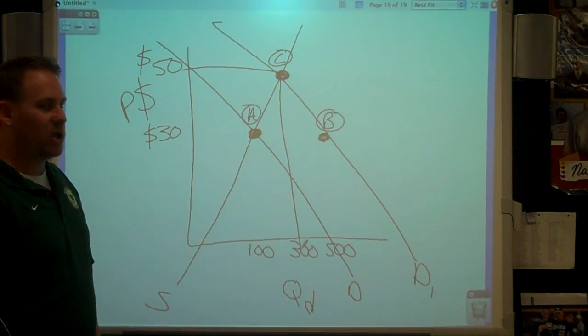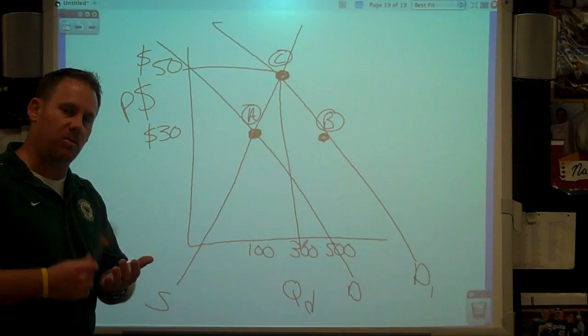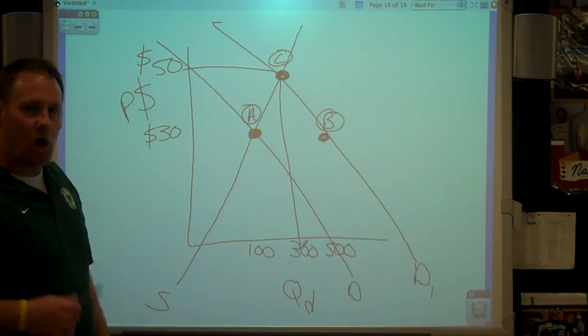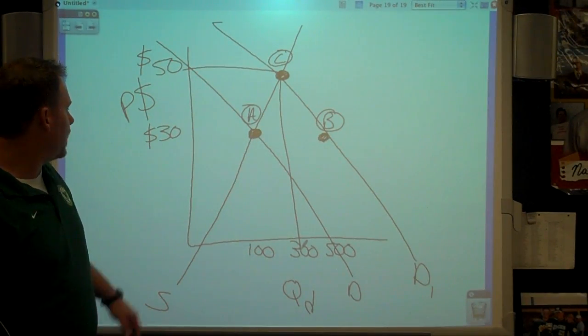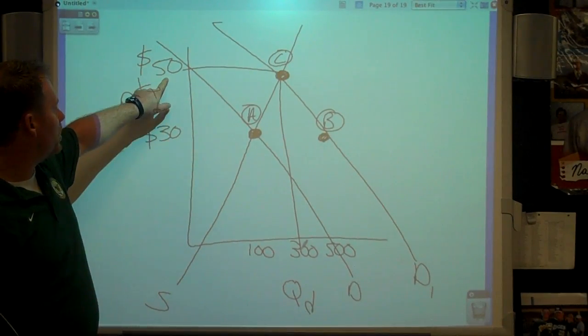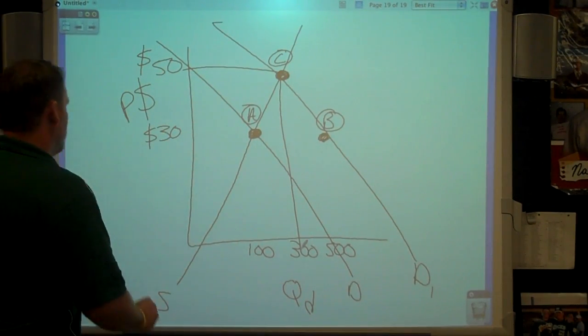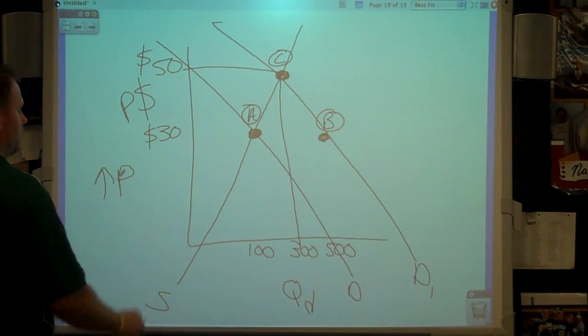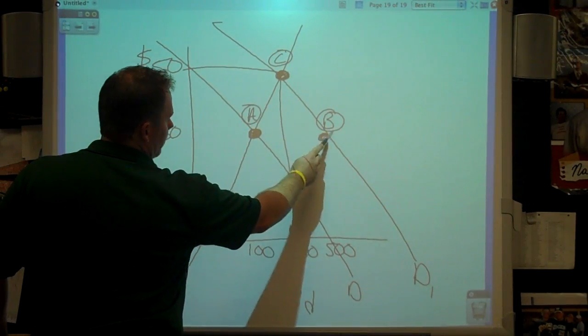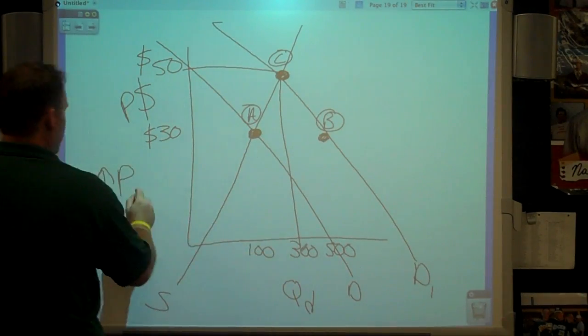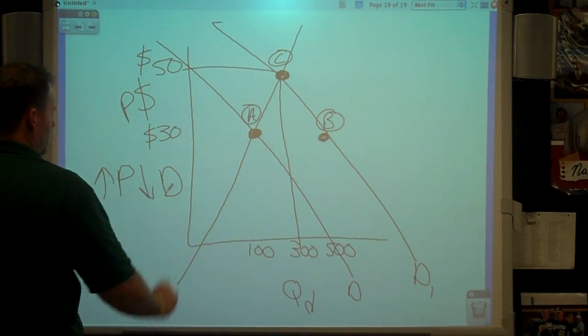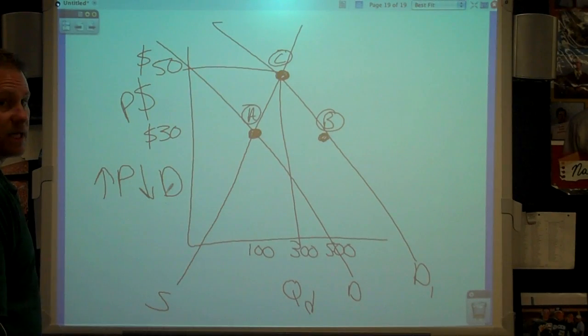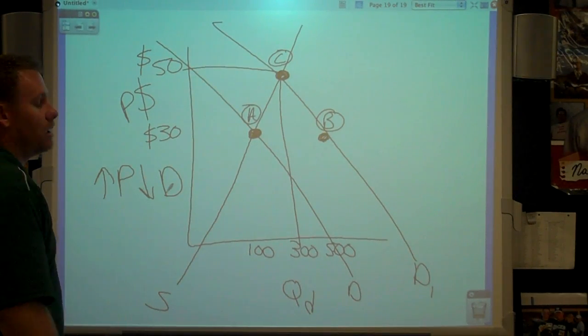Okay? So make sure you understand how the law of supply and demand are working here. Law of demand definitely works because when we went from $30 to $50, okay, which would be an increase in price, we had a decrease in demand. We went from 500 units to 300. So a decrease in demand. Okay? That's it.